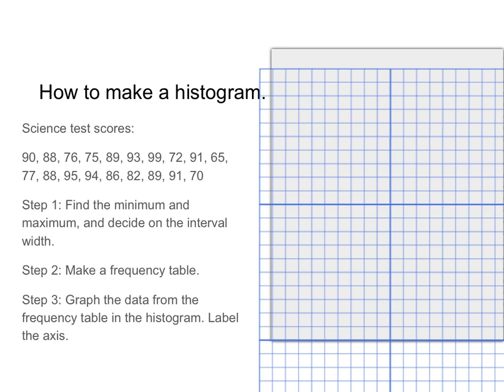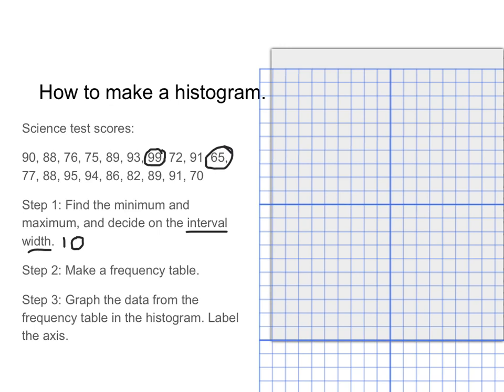So the smallest number that I see is 65. And the biggest number that I see is 99. So I know that I need to go from 65 or below to 99 or above. So I'm going to use an interval width of 10. You could have used 5, that would have been fine. 1 would be a long ways because you'd have to go all the way from 65 up to 99 counting by ones. So that would be too much. 5 or 10 would both work. We're going to go ahead and do 10.